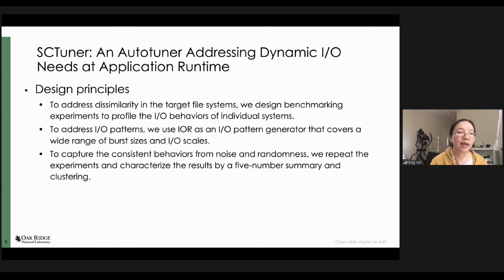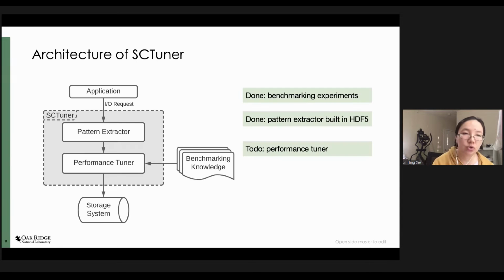Third, we want to capture the consistent behavior from noise and randomness happening under production load. We repeat the experiments and characterize the results by a 5-number summary and clustering. So as you can see, the clustering method is new from the previous works.